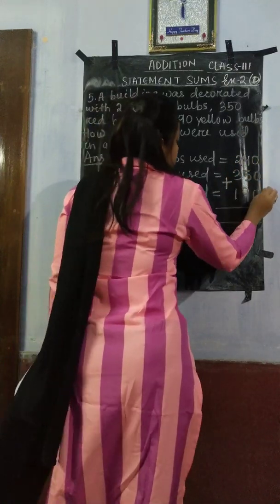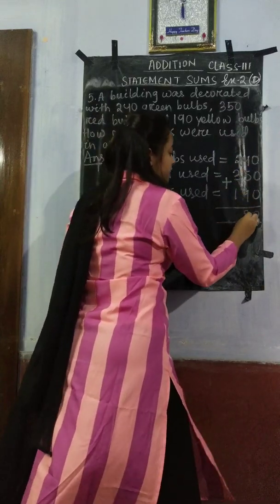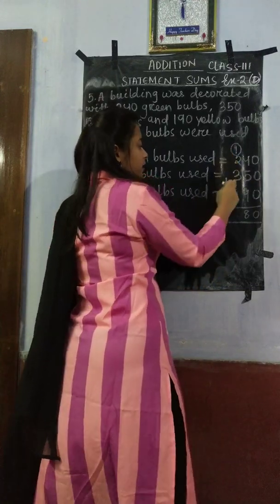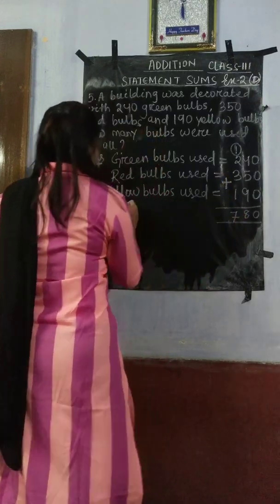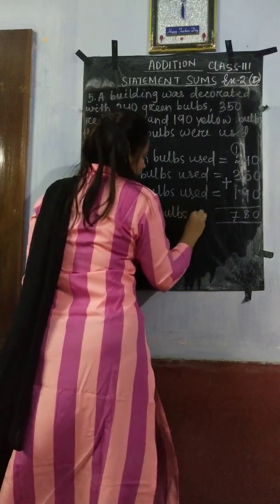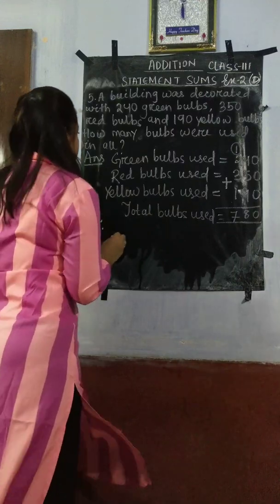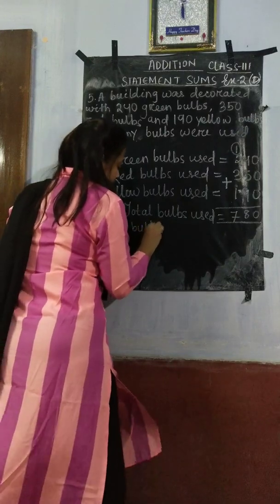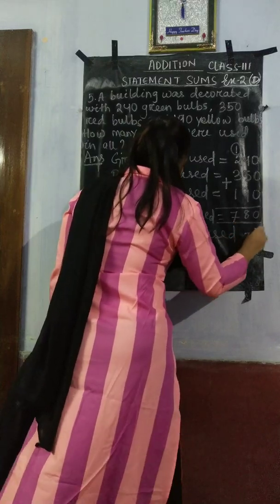0 plus 0 plus 0 is 0. 4 plus 5 is 9. 9 plus 9 is 18. 1 is carried over. Then 2 plus 1 is 3. 3 plus 3 is 6. 6 plus 1, 7. So we can write total bulbs used. Therefore, 780 bulbs were used in all.